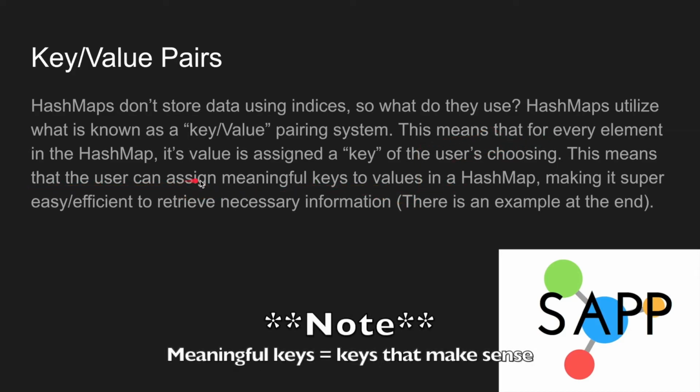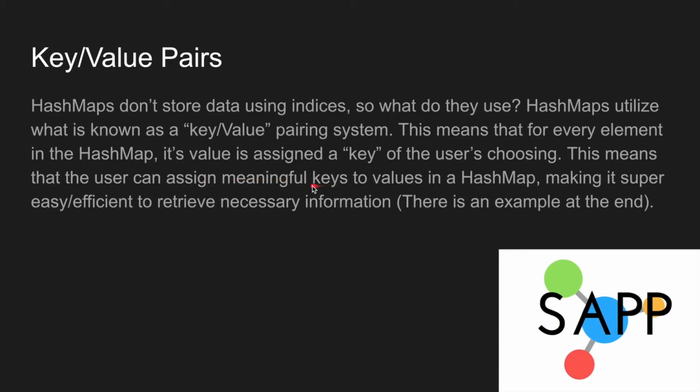One important thing is to make sure you assign meaningful keys. If you don't assign meaningful keys, that ruins the whole point of the hash map, because the whole part of it being so intuitive is because you can assign your own keys. That means you can assign meaningful keys, so it makes it really efficient to retrieve if necessary. And I said there would be an example at the end. I'm actually just going to save that for the coding example, not this video.